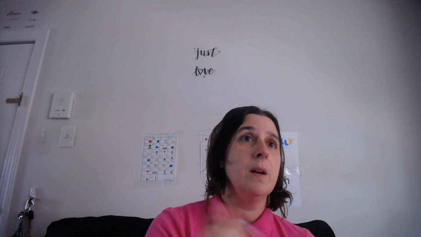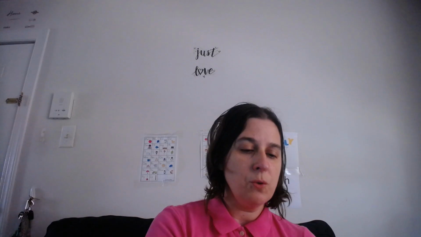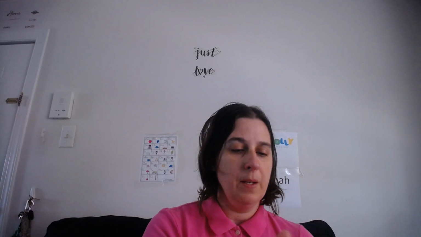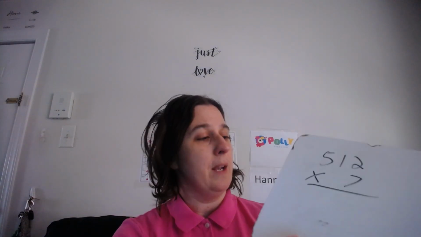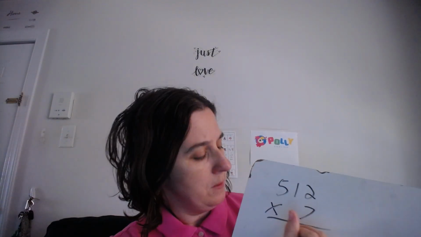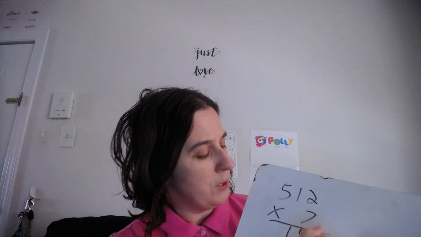So now I'm going to do 3 multiplication problems, doing 3-digit by 1-digit numbers using the partial product method. So let's start off with 512 times 7. Once again, I'm going to start my ones place. 2 times 7 is 14.